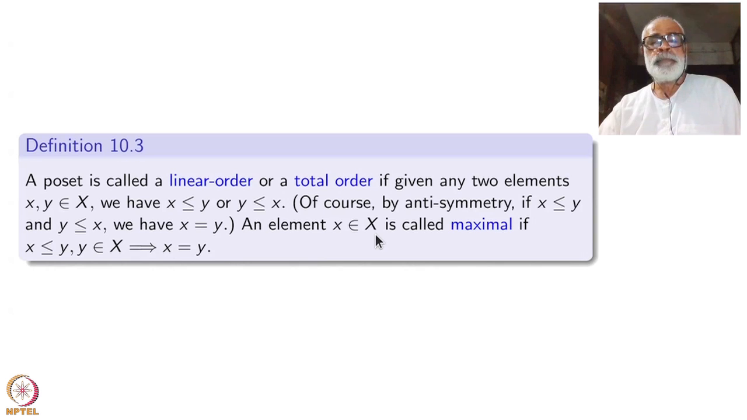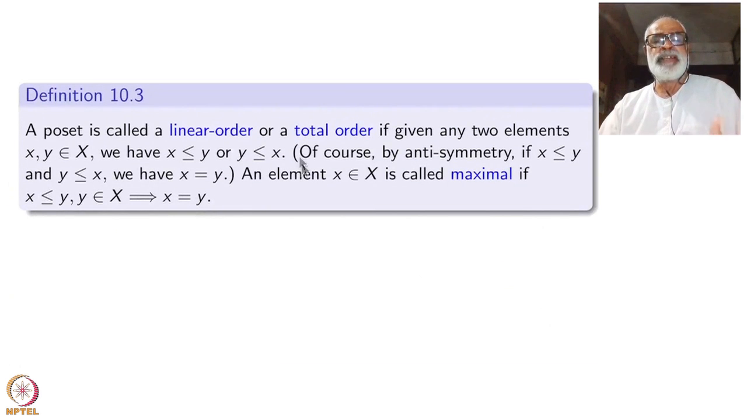An element x inside X is called maximal if x is less than or equal to y, y inside X, implies x equal to y. Take any partially ordered set, maybe take a subset of that with the induced, restricted partial order. Then you can talk about a maximal element inside that. This is similar to supremums and so on. Maximal elements here, in an arbitrary partial order, need not be unique. For a linear order or total order, there is a different thing. A maximal element means that if anything is bigger than that, it must be equal to that.